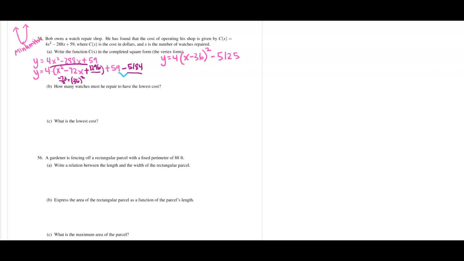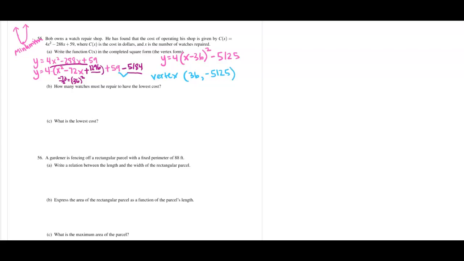And so that vertex is a really important part of this. So I'm going to write down what our vertex is now. Our vertex is going to be 36. What's inside there? Insiders or liars, so make that positive. And then negative 5,125. That one stays the same over there.